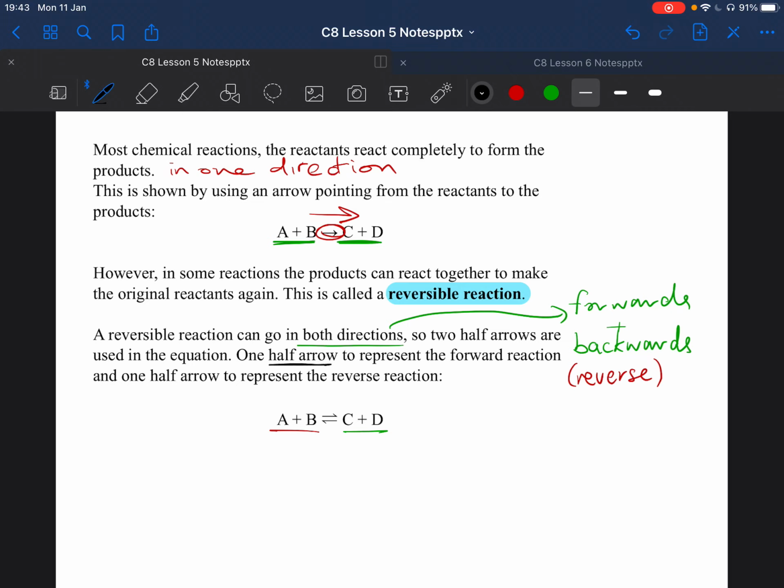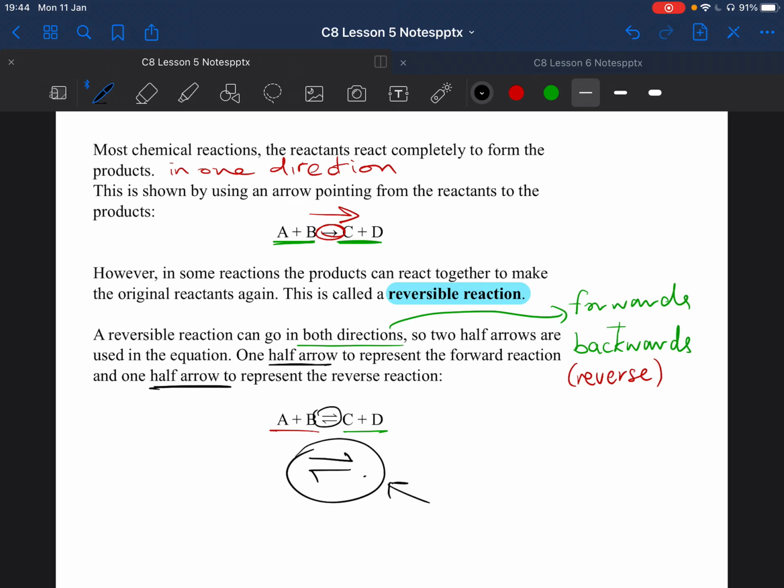reaction by using half arrows. What we mean by a half arrow is this symbol right here. We have an arrow pointing forwards and an arrow pointing backwards. We do not put the full arrowhead on, so we don't draw this. That's incorrect. We draw this one here, a half arrow pointing that way and a half arrow pointing that way. That tells us that this is a reversible reaction.